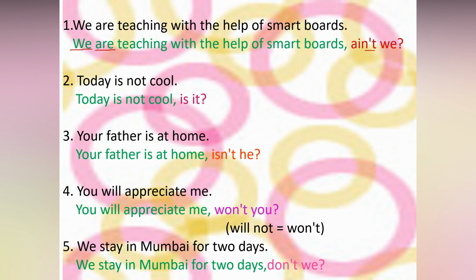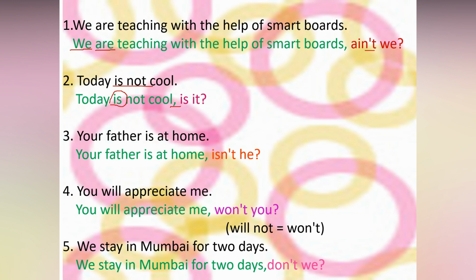Okay, today for this only I had taken this example: Today is not cool. We write it as it is, put a comma, then after the comma, what is the helping verb? Is, as we have taken out is, and it is a negative sentence. So we did not write the negative form here; we have written it as it is. Is it? Today is not cool, is it? If it is in negative form, we write "is it"; if it is in positive form, we can write "isn't it".